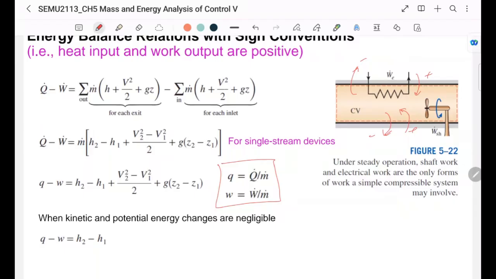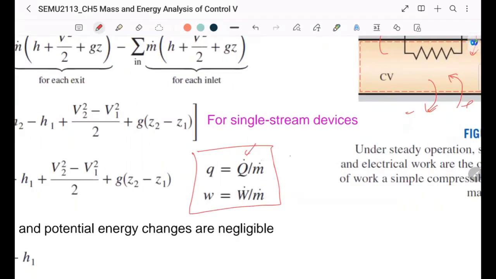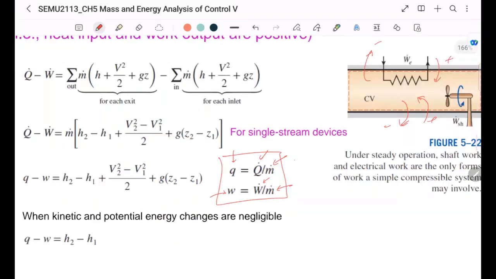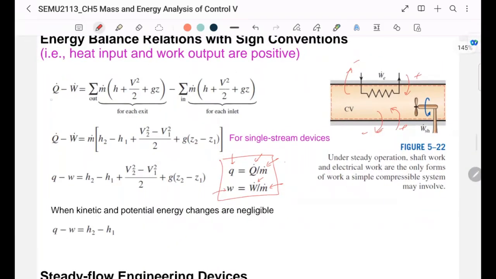If we are talking about the rate of energy transfer, we divide it by the mass flow rate, then we get the specific heat. If you're talking about the power, the rate of work transfer, divide by the mass flow rate, then we'll get the specific work, basically. So this equation really can be in absolute terms or in specific terms.